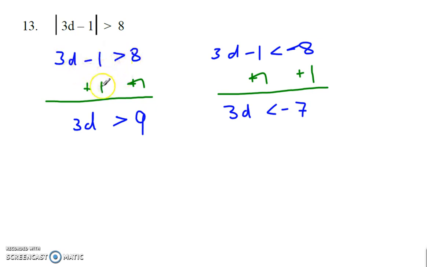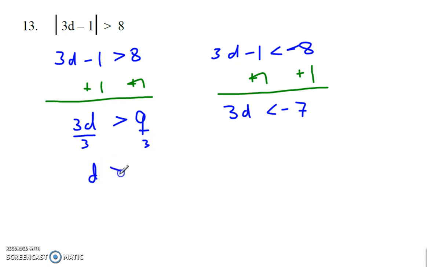All right, number 13. I've done a couple of the steps here. Remember, solve both sides. Drop the absolute value bars, and then flip the sign and negate for the second option. Add 1. Now we have to divide by 3.